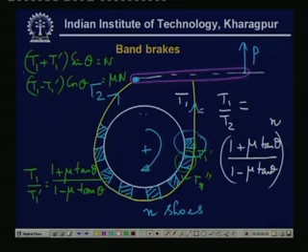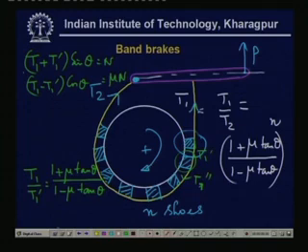And again, of course, we will have to consider that the band should not fail. So, therefore, this T1, we have to decide theta in such a way that T1 should not exceed some limiting value. So, this is very important from the design considerations. So, this is what is known as the band shoe brake, because it combines the shoe and the band together. So, this is roughly the different kinds of band brakes.